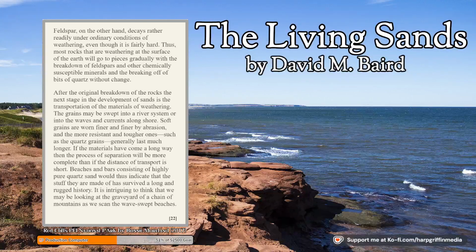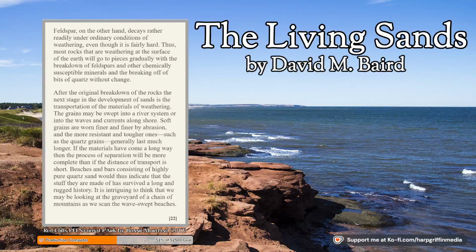After the original breakdown of the rocks, the next stage in the development of sands is the transportation of the materials of weathering. The grains may be swept into a river system or into the waves and currents along the shore. Soft grains are worn finer and finer by abrasion, and the more resistant and tougher ones, such as the quartz grains, generally last much longer.